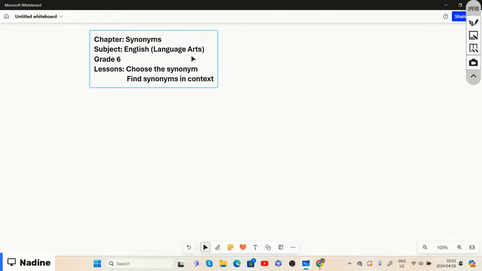Our chapter is synonyms. Our subject is language arts, English, grade 6. And the lessons that we are going to be focusing on today under the chapter of synonyms are to choose the synonym, and to find the synonyms in context.